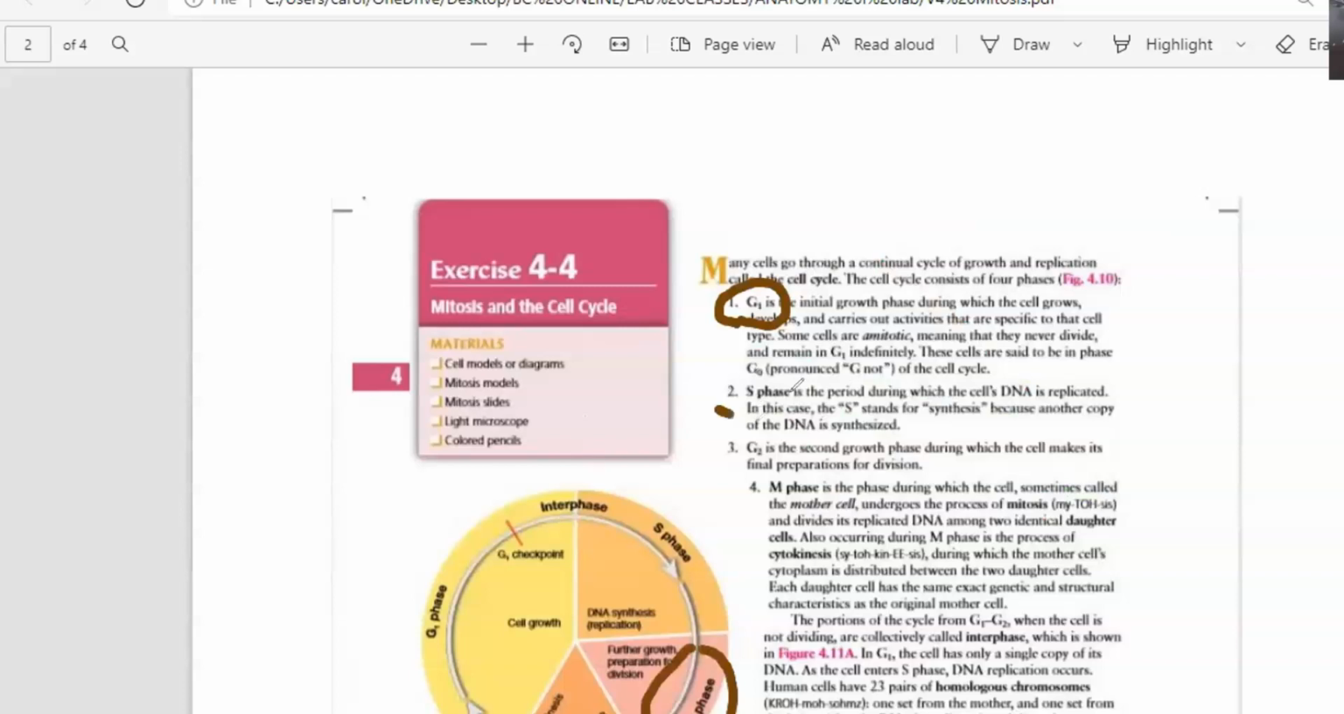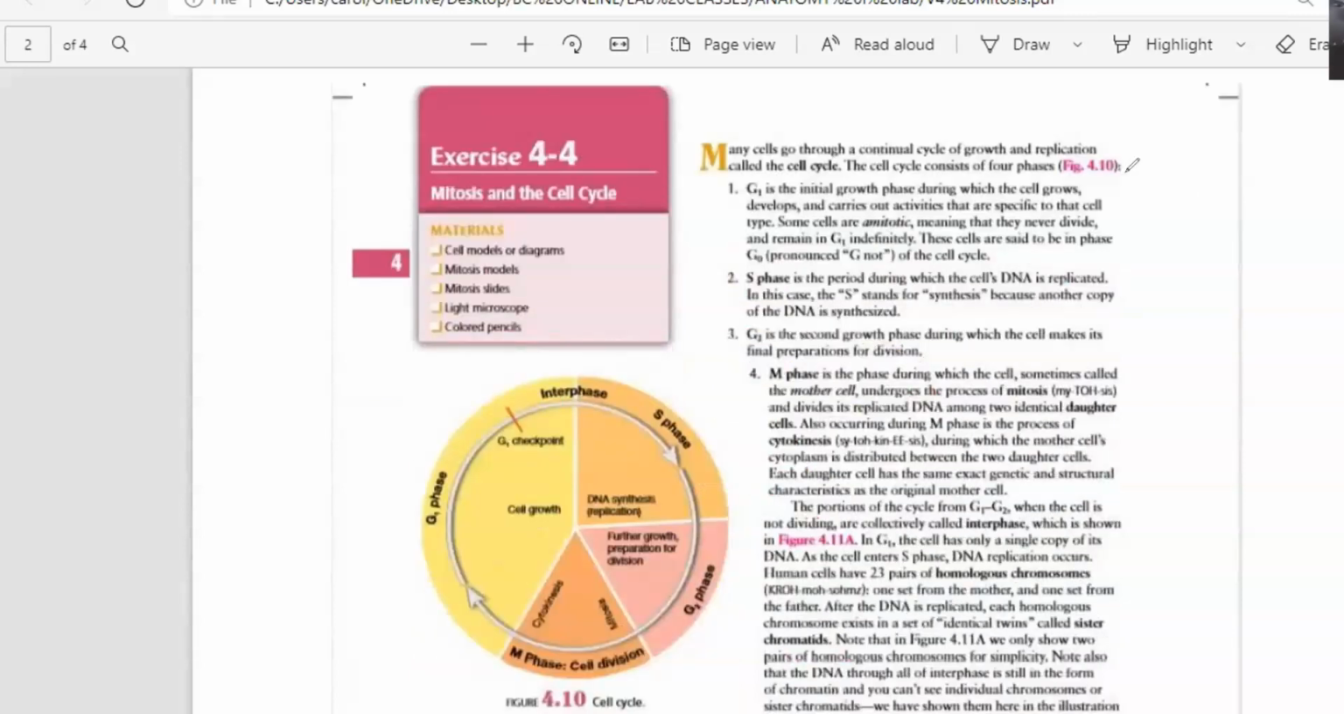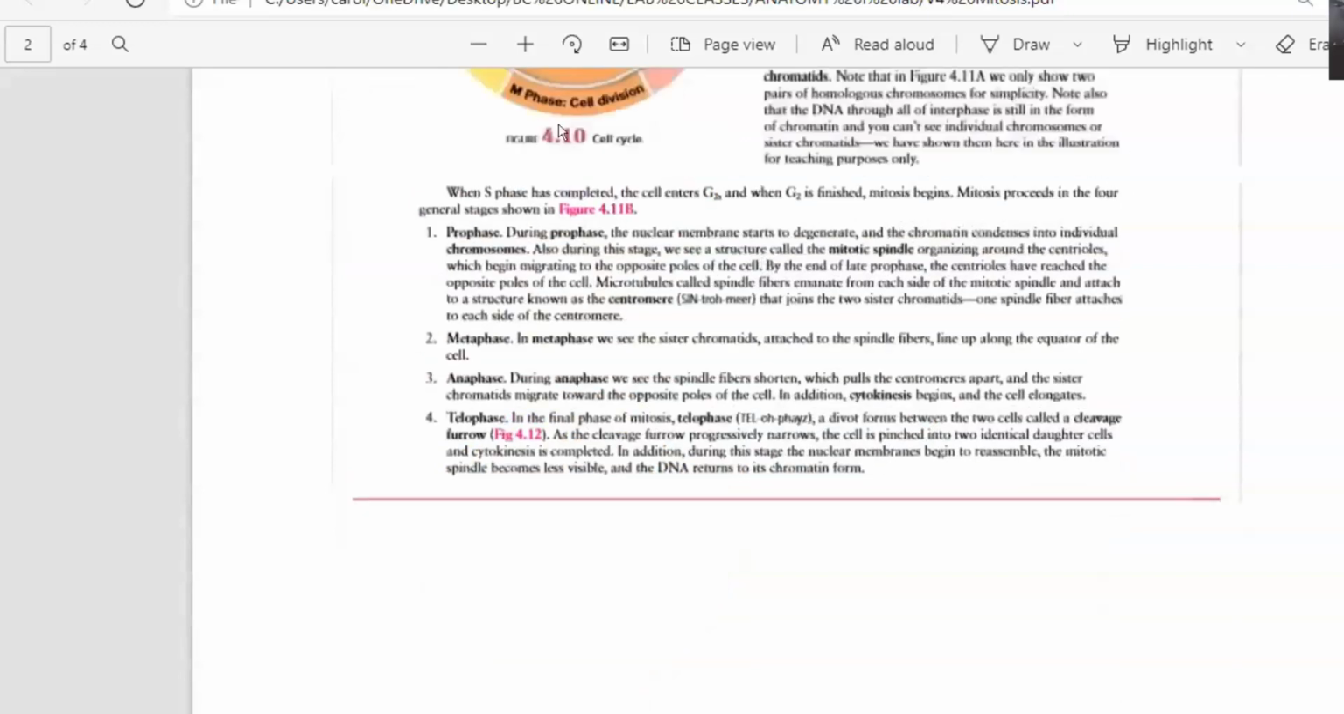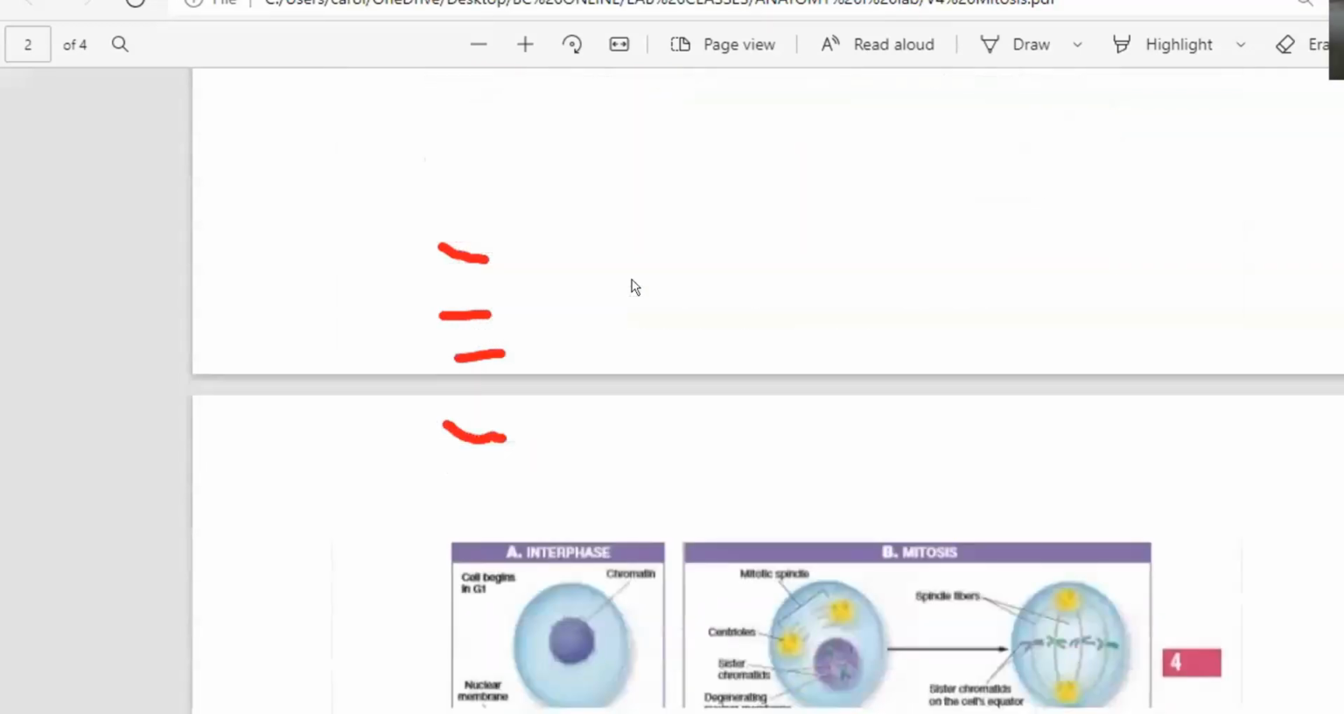So what is this? S. S is creating doubles of DNA. What is G2? Creating doubles of everything else. M phase. That's cell division. Okay, that's when the cell is going to divide. The cell division is going to have cell division phases. What are the phases of the cell division? Number one, always prophase, then metaphase, then anaphase, and then telophase. Okay, as you can see right there. Those are the steps of the cell division.